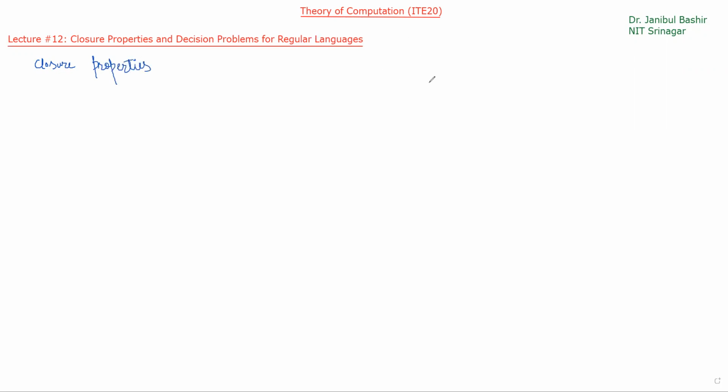And the second part of the discussion will be the decision problems for regular language. So these are the two concepts that we will be discussing. Let me briefly discuss what we mean by closure properties and what are decision properties. So let's first discuss what is a closure property.